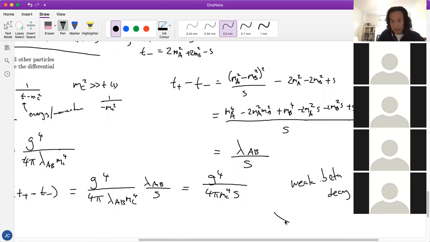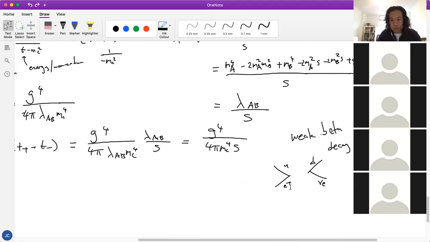where you have an up quark, and then a positron. And then you have a down quark and a neutrino. And in between, it'll be propagated by a W boson.